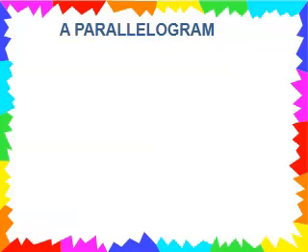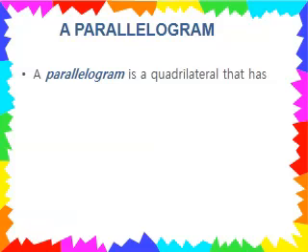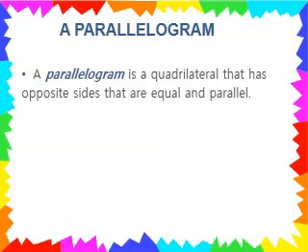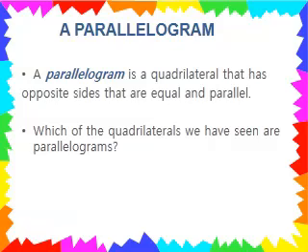Now the last thing we're going to talk about is the parallelogram. The parallelogram is a quadrilateral that has opposite sides that are equal and parallel. Which of the quadrilaterals we have seen are parallelograms? Actually, all the quadrilaterals are parallelograms because the square, the rectangle, and the rhombus have opposite sides that are equal and parallel. Only the trapezoid is not a parallelogram because only one pair is parallel.